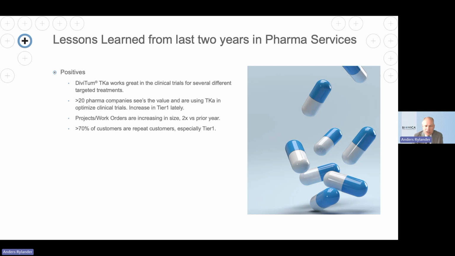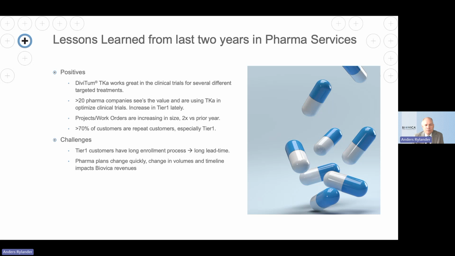And we see also that a lot of the customers, more than 70%, are repeat customers that are placing more than one order, and especially the tier ones, the ones that have more than $10 billion in revenue, our repeat customers are using it for more than one project. Because the bigger companies have several projects ongoing and see the value to use it more widely, which of course drives revenue for us.